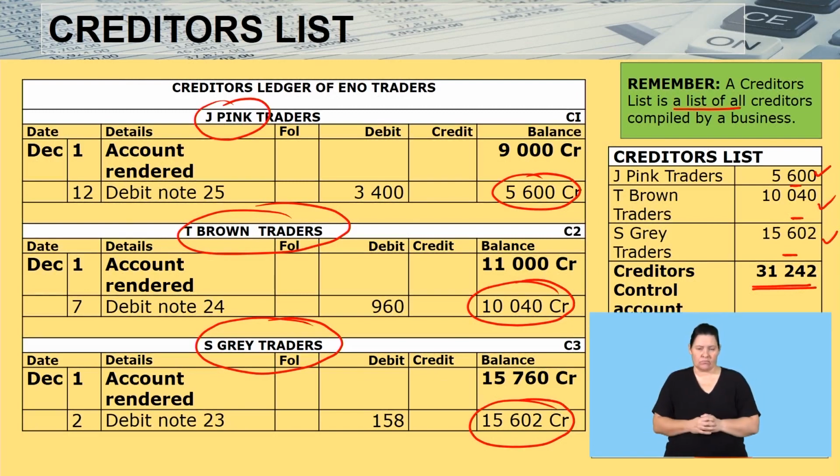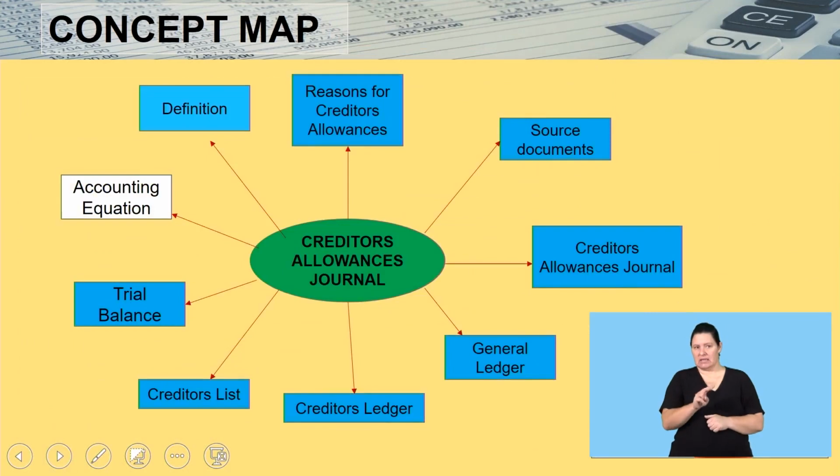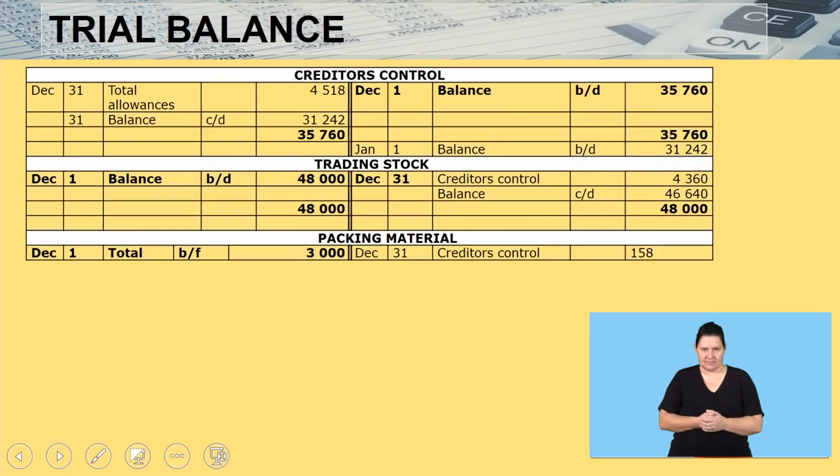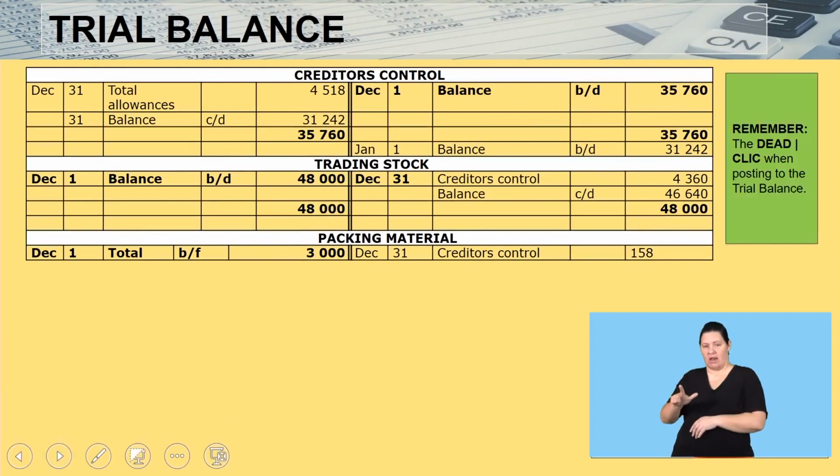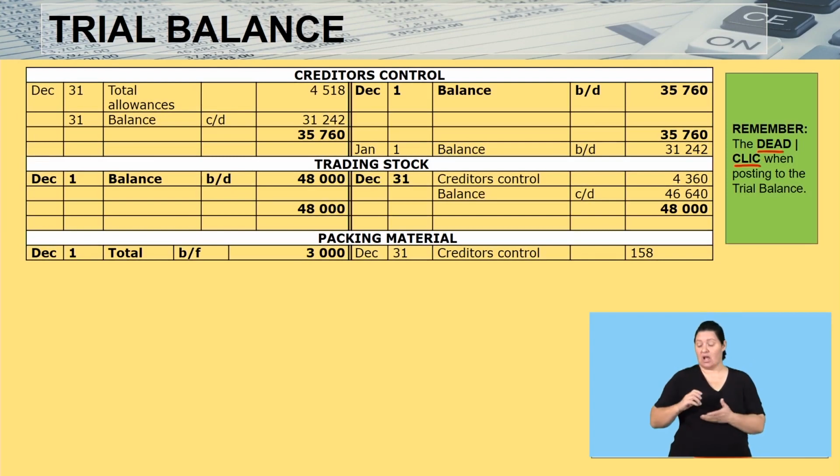Now, dear learners, the next aspect is going to be posting to the trial balance. Here is our general ledger. From the general ledger, we will post to the trial balance. But again, it is very important that you remember the dead click, that when you're posting to the trial balance, you need to remember the dead click.